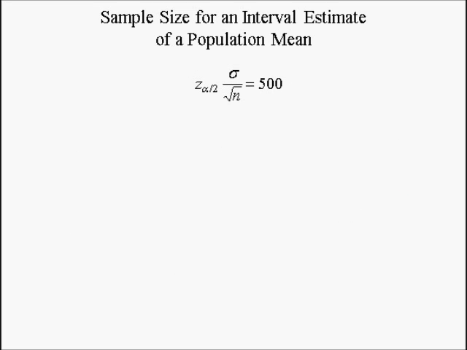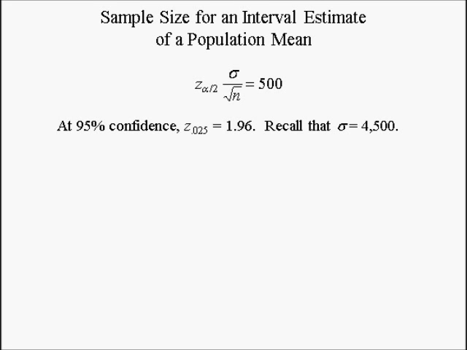In this example, we could set the desired margin of error of $500 equal to the margin of error, which is z times the standard deviation of the population divided by the square root of n, the sample size, and then solve this for n after we plugged in values for z and sigma. Instead, we're going to use the shortcut necessary sample size equation that we just derived. At 95% confidence, alpha is equal to 0.05. Alpha divided by 2 is 0.025. And so z is equal to 1.96.